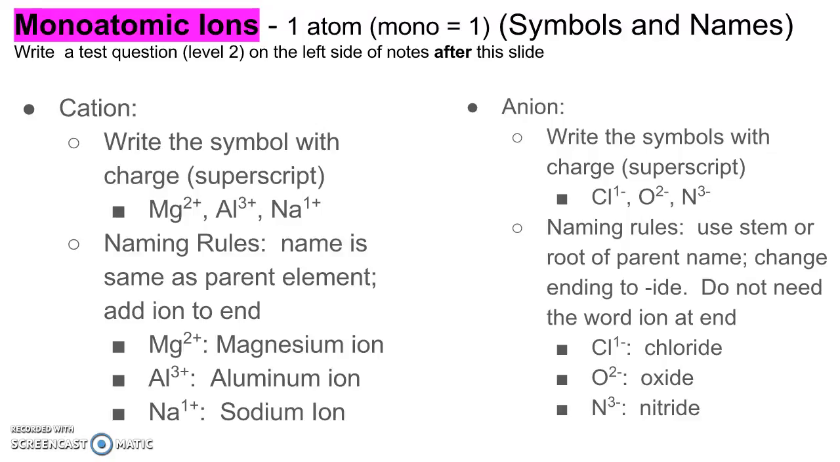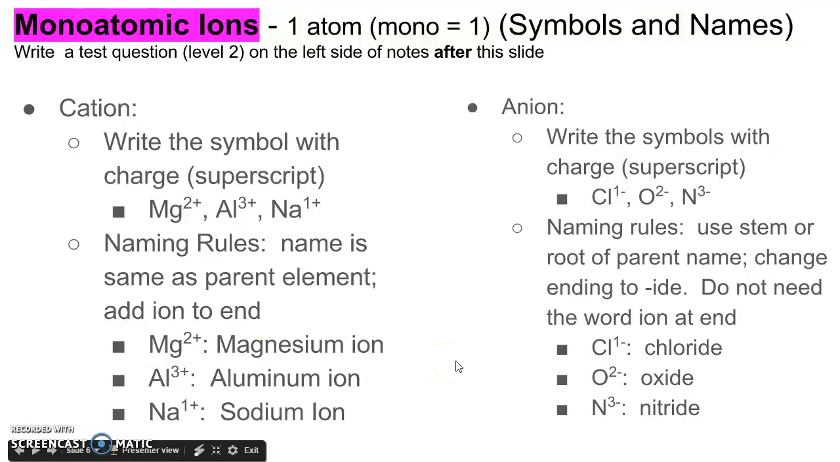The naming rules are pretty simple for these. The name is the same as the parent element, and then you just literally add the word ion to the end of it. So instead of having magnesium, I have magnesium ion. Instead of having aluminum, I would have aluminum ion. Instead of having sodium, I would have sodium ion. So naming a positive cation is pretty easy. You don't have to do anything to it except add the word ion to the end. Now, if I had Mg with no 2+ charge on there, I would literally just call that magnesium. When it has lost 2 electrons, I now have magnesium ion.